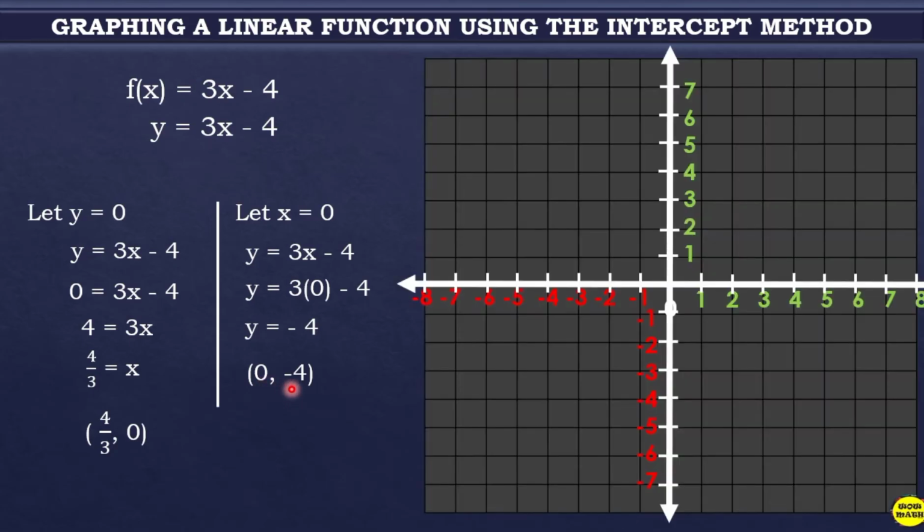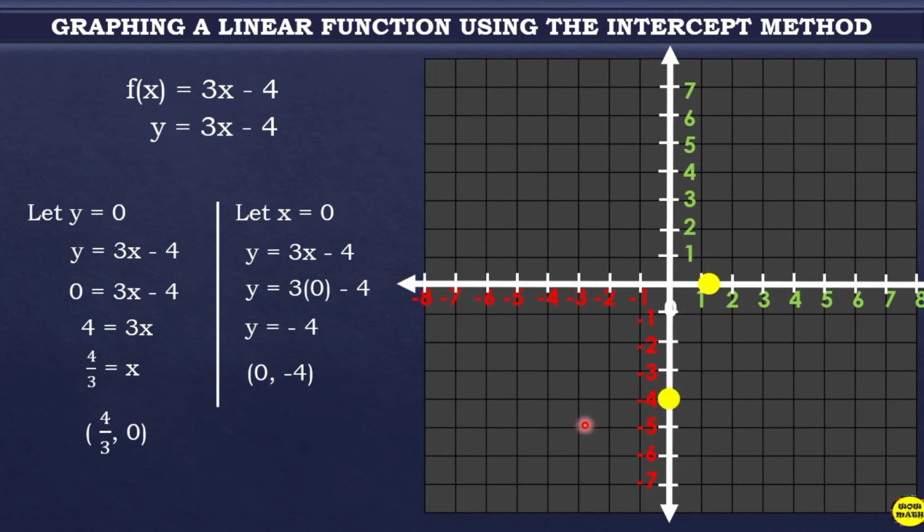Let us graph. Okay. So i-plot muna natin si 4/3. Now 4/3 is actually 1 and 1/3. So ibig sabihin isa and then 1/3. So ito yung 1/3, kasi ito 2/3, tapos ito 3/3, di ba? Or 1. So dito siya. Okay? And then 0, negative 4. So ito yung negative 4 natin.